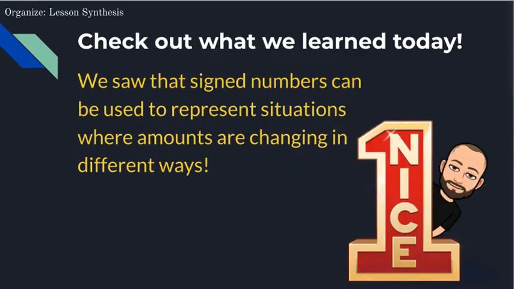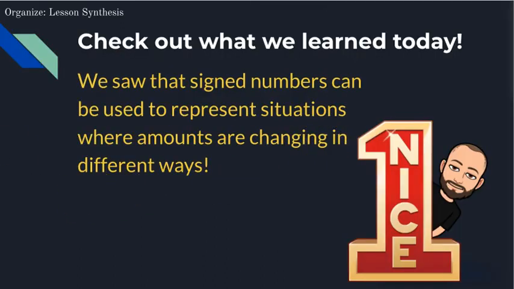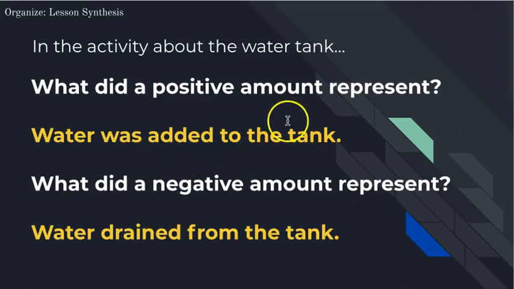All right, so we looked at signed numbers and representing them in different situations. What did the positive and the negative mean when we were talking about the water tank? Yeah, so water added to the tank would have been positive. The negative, which was mostly what we talked about there, was the draining.